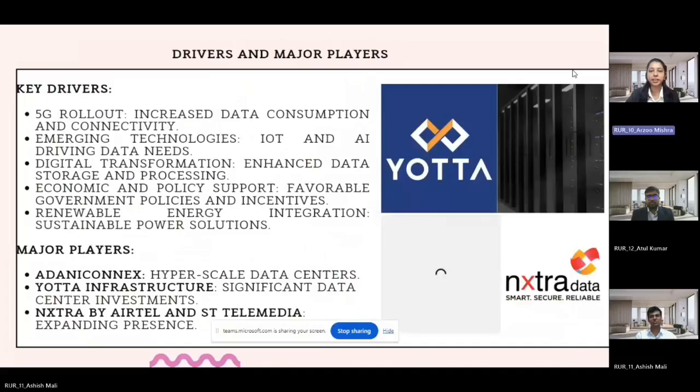The key drivers of the growth are 5G rollout, emerging technologies like Internet of Things and artificial intelligence, and even digital transformation, enhancing data storage and processing, and economic policies which are favored by the government, and different policies and incentives through them. Now, talking about the major players, we have Adani Connex, Yotta, Nxtra by Airtel, and ST Telemedia.